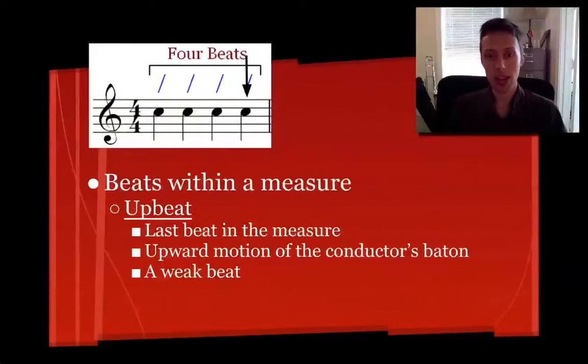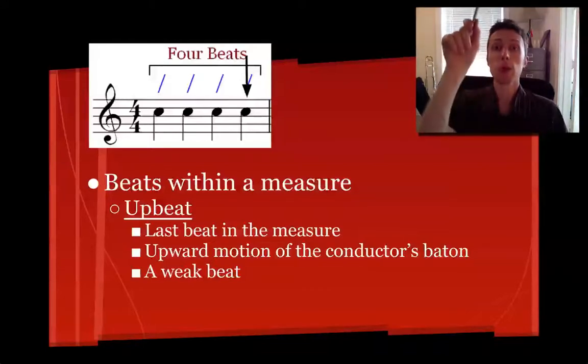Next, we have the last beat in the measure, which is called the upbeat. So it's the opposite of the downbeat, obviously. And this one comes on the last beat of the measure. So in our example here, since we have 4 beats in a measure, beat 4 is going to be the upbeat. You can tell that it's the upbeat by watching the conductor, because it's the upward motion of the baton that comes right before the downbeat. So we have 1, 2, 3, upbeat, downbeat.